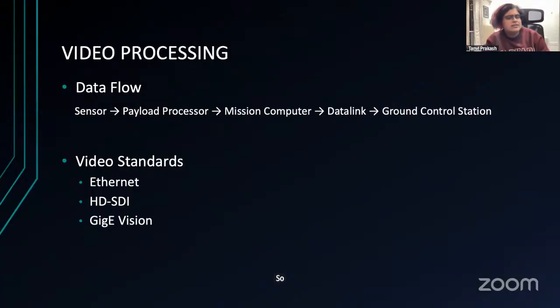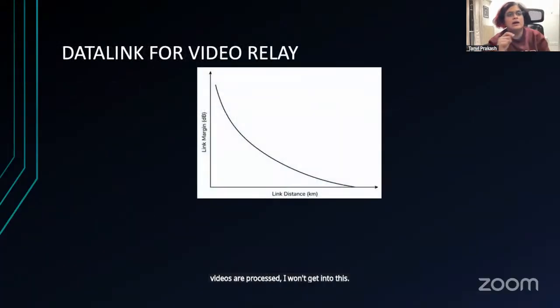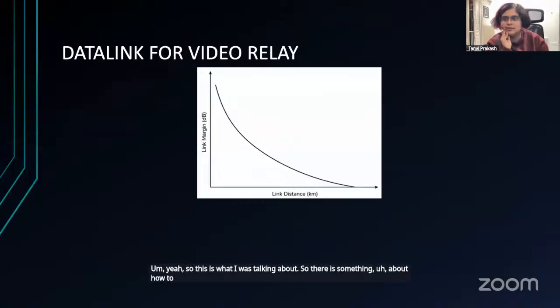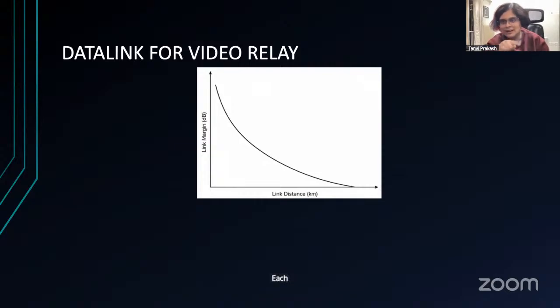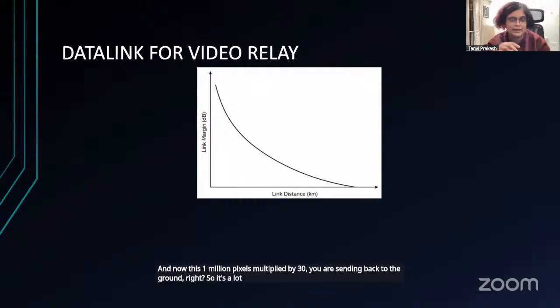So there are various standard formats in which videos are processed. I won't get into this. So this is what I was talking about: how to send this video back to the ground, relaying this video back to the ground. Like I said, it's a large amount of information because you're shooting at 30 frames per second. Each frame has about 700,000 to 1 million pixels. And this 1 million pixels multiplied by 30, you're sending back to the ground, right? So it's a lot of information, frankly.